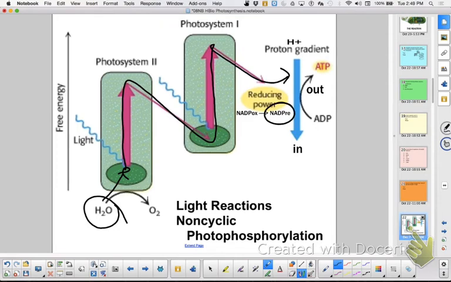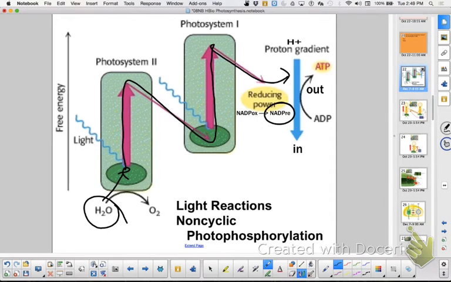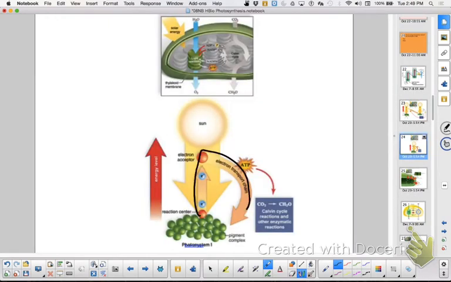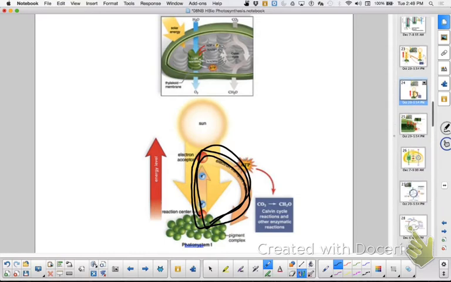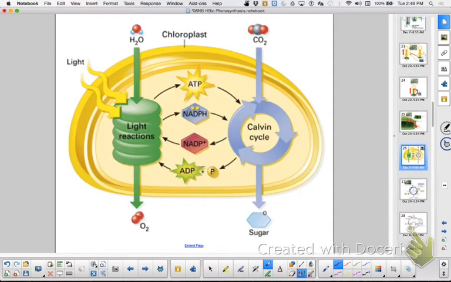Non-cyclic. Cyclic looks something like this. Excited, makes some ATP. Excited, makes some ATP. Excited, makes some ATP. What don't we make in this one? Reduced NADP. So, is it as helpful as non-cyclic? No.